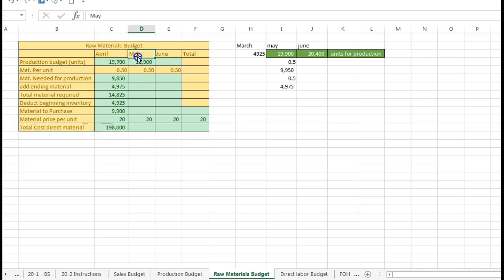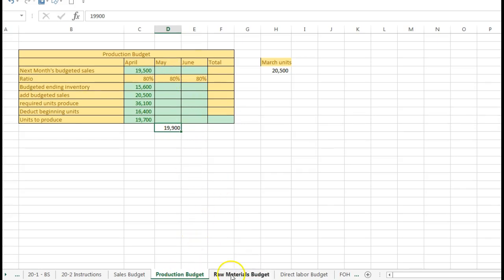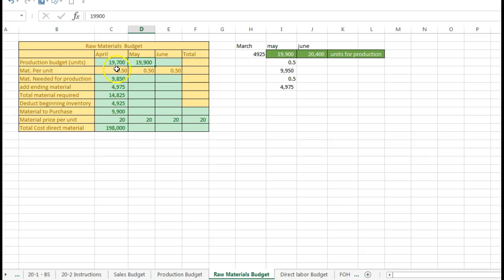And then you're going to do the same thing with May. You'll take the number you have from production here, bring it to here, and start all over and do everything we did here. Now, what's our beginning inventory going to be here? Our beginning inventory is going to be that 4,975, and you'll have a new ending inventory from this amount. Does that kind of make sense? Okay, so we're going to keep going here.